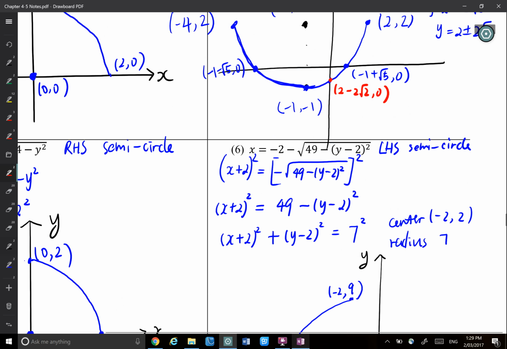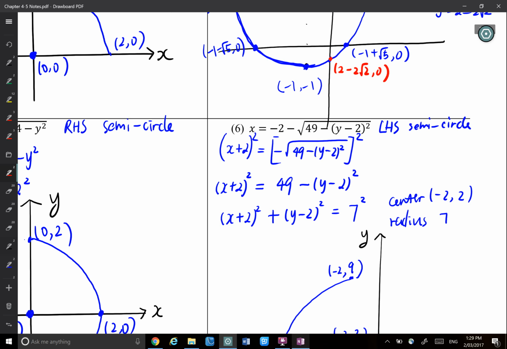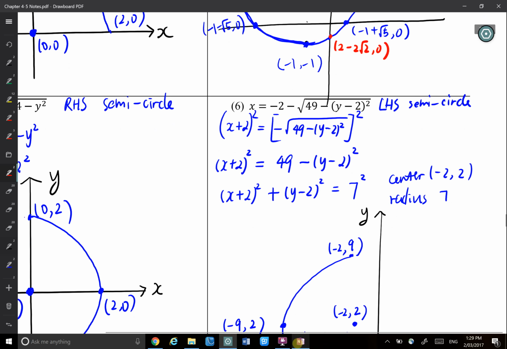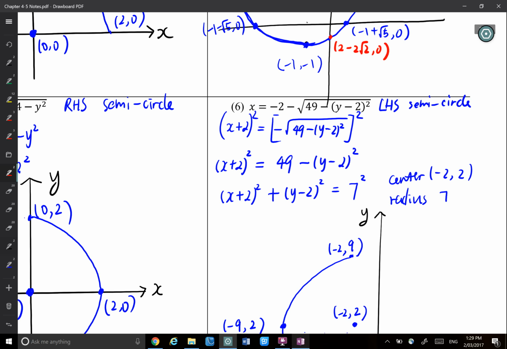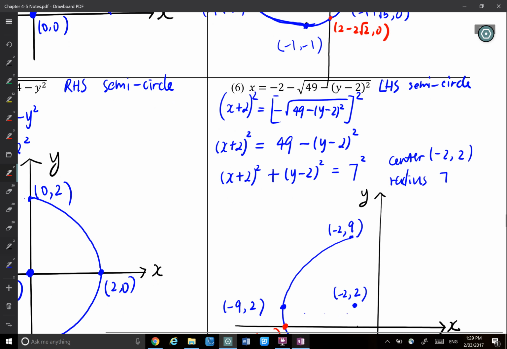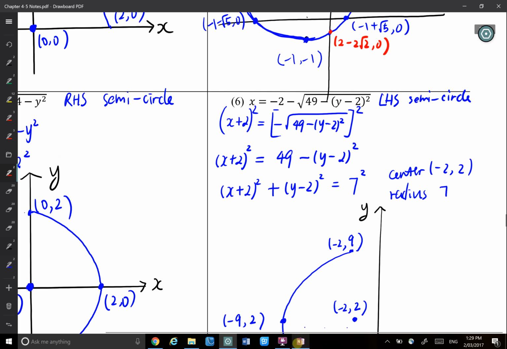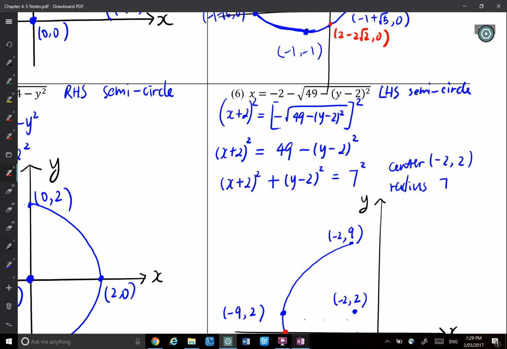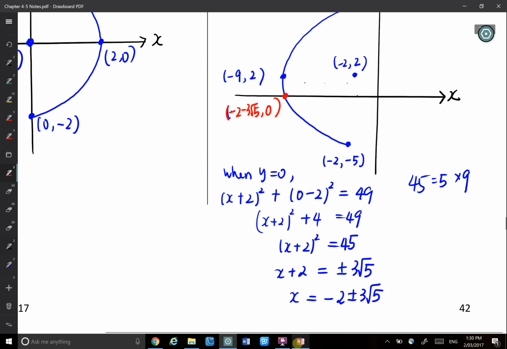Like the very top one? Yeah. Yep, you can actually do that. So yeah, that's the same also. And maybe it's easier for this one to directly sub in because I'm looking for the x-intercept. But if I'm looking for the y-intercept, it will be easier to put in the whole full circle equation.